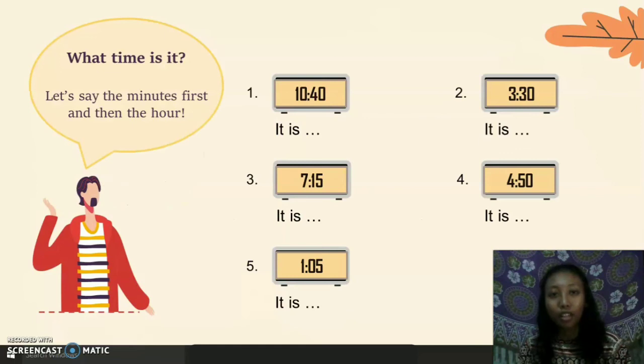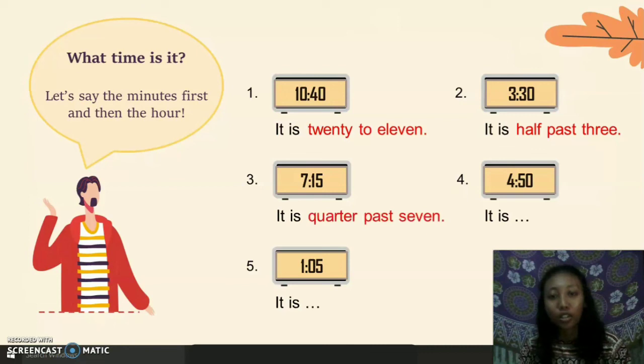Okay, now let's try to answer this exercise. Let's say the minute first and then the hour. Number 1, it is 20 to 11. Number 2, it is 3:30. Number 3, yes, it is 7:15. Number 4, yes, it is 10 to 5. And number 5, yes, it is 5:05.